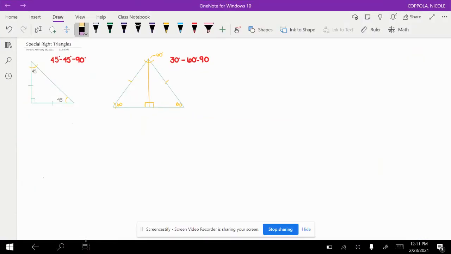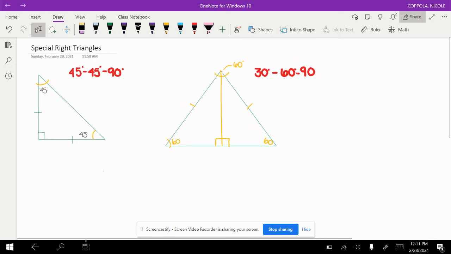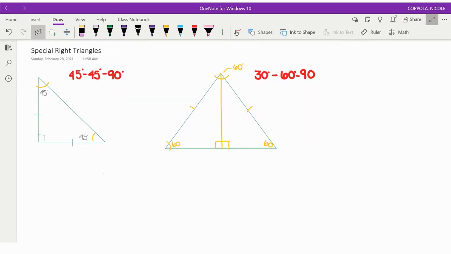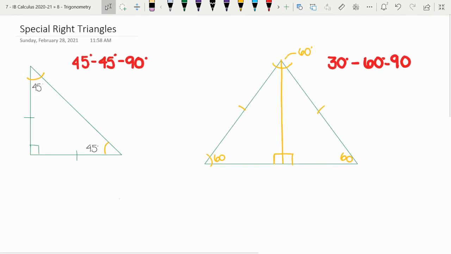Hello. So in this video, we're going to be connecting special right triangles to the unit circle. Special right triangles we've covered in geometry, so I'll just do a quick recap. The first special right triangle is the 45, 45, 90 triangle. And this guy is created from an isosceles triangle, so you'll see I have him all set up here. So I can use the Pythagorean theorem to find the length of c.